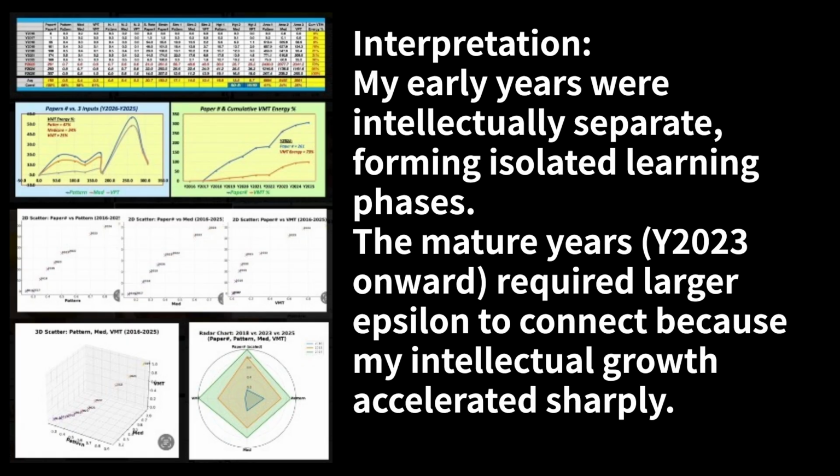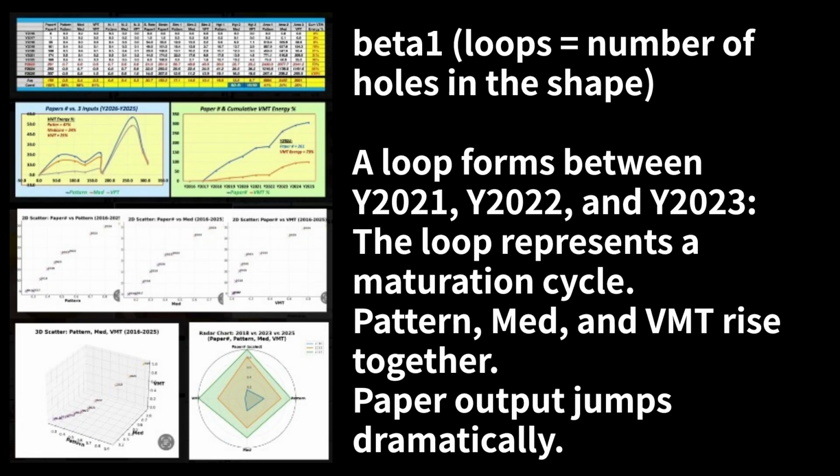Interpretation. My early years were intellectually separate, forming isolated learning phases. The mature years, Y2023 onward, required larger epsilon to connect because my intellectual growth accelerated sharply. Beta 1, loops, is the number of holes in the shape. A loop forms between Y2021, Y2022, and Y2023.